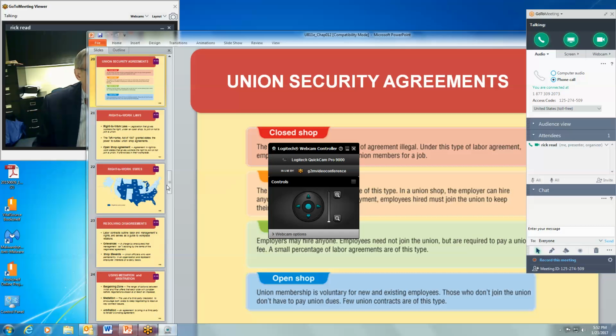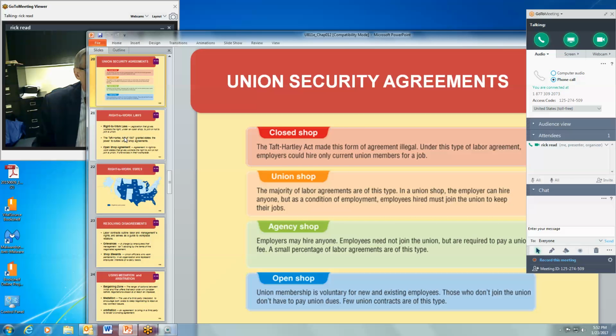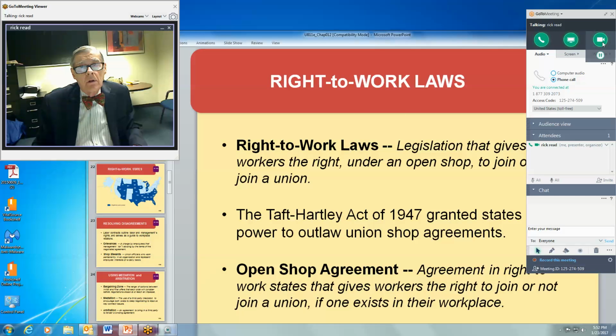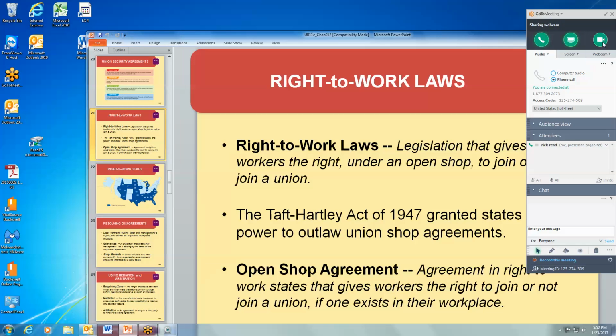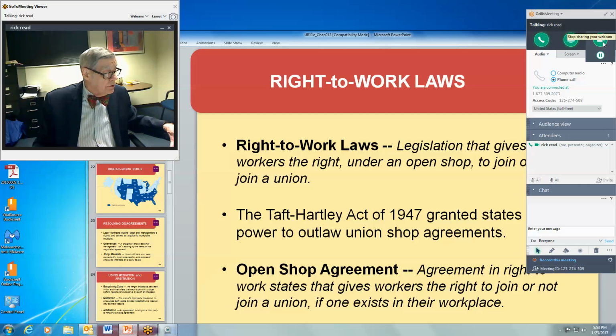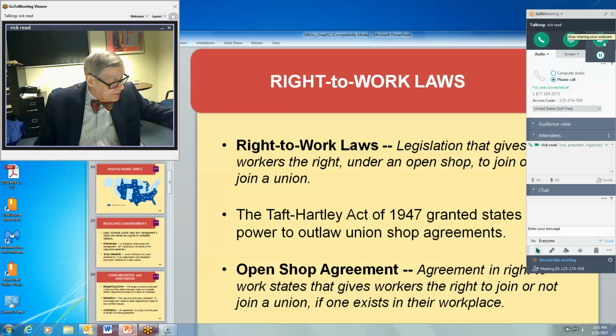Now, we have a number of states that have right to work laws, and that simply says you don't have to join a union or be a member of a union if you want to work. You can see the number of right to work states in figure 12.5 at the bottom of page 341.